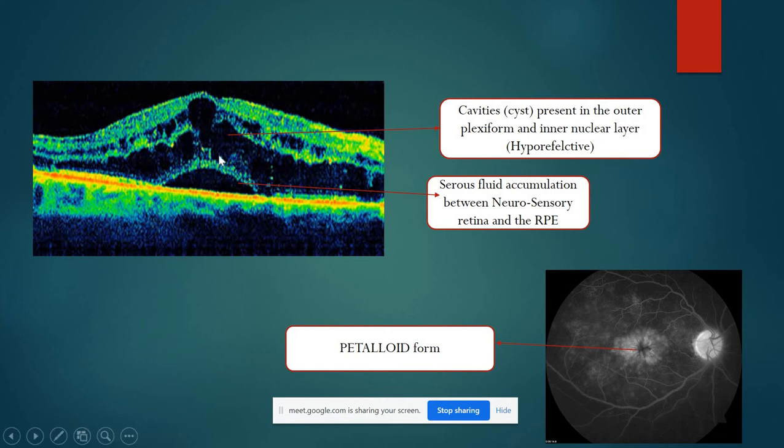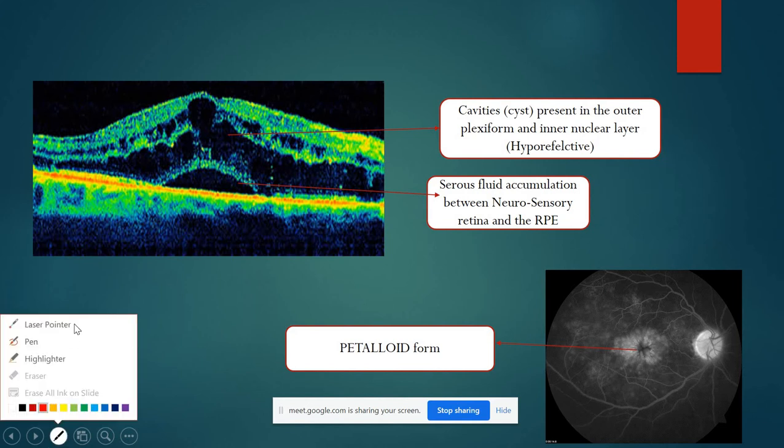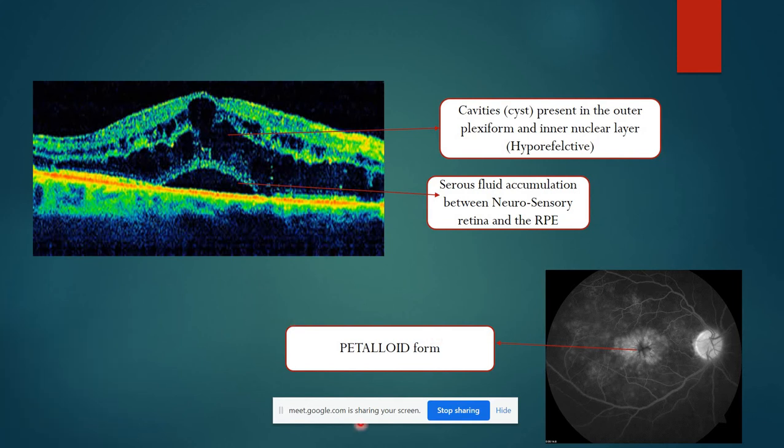Okay, so it is mostly hyporeflective. What hyporeflective means is there is no reflection of light. When it comes to serous accumulation, it is between the neurosensory retina and the RPE. So this is how the cystic cavity and the fluid filled cavity are going to be. When you see them combined, you will see a petaloid form. What is petaloid form? It looks like petals in a flower. So that is what is called petaloid form. Okay, so this is how a retina is going to look.